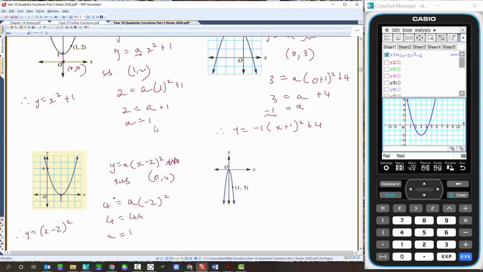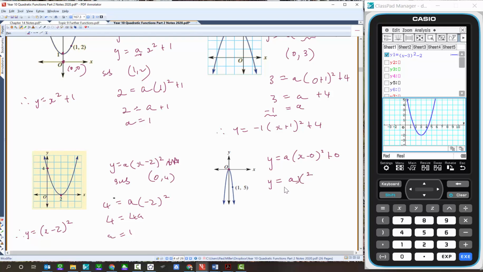So lots of these a values are coming out as 1 or negative 1, but surely this one's going to behave a little differently. Let's just see what happens. Right, so we've got the turning point at the origin, so I'd write it as y equals a, x take 0 all squared plus 0. Don't need any of those zeros though, so we'll just rewrite it as y equals a, x squared.